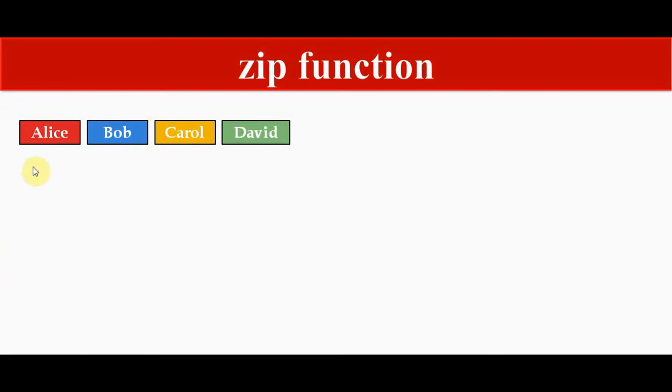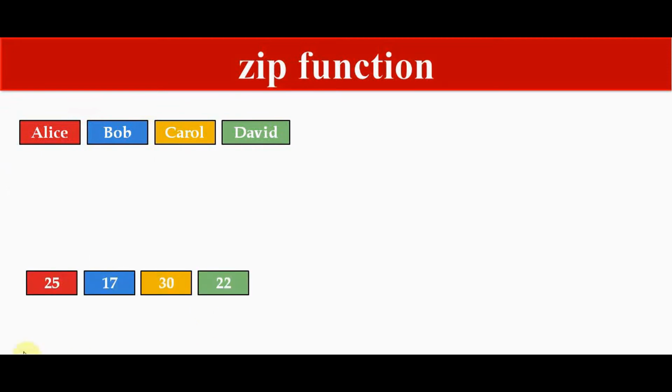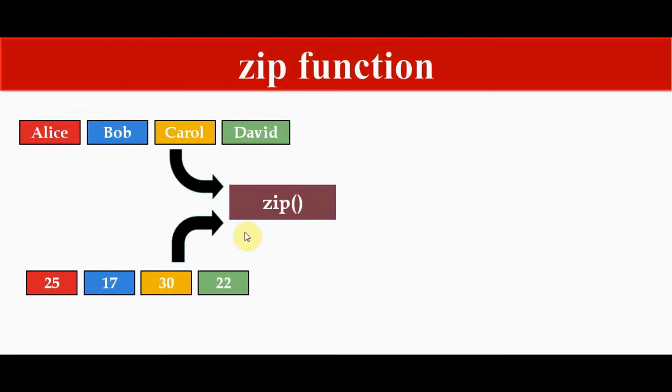Let's take a list of strings which contains the names of 4 people, and their corresponding ages are stored in another list. Now we are going to pass these two lists as parameters to this zip function.